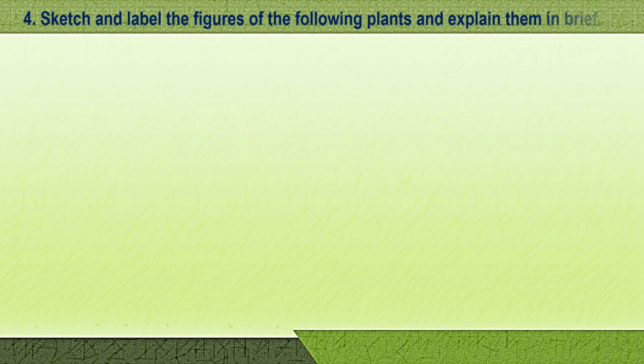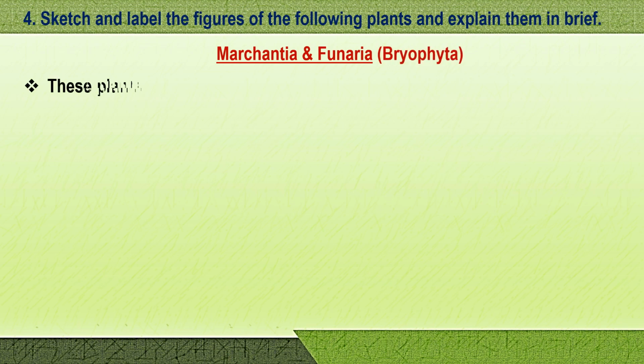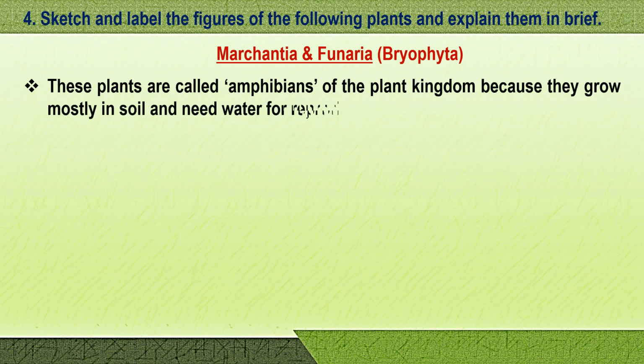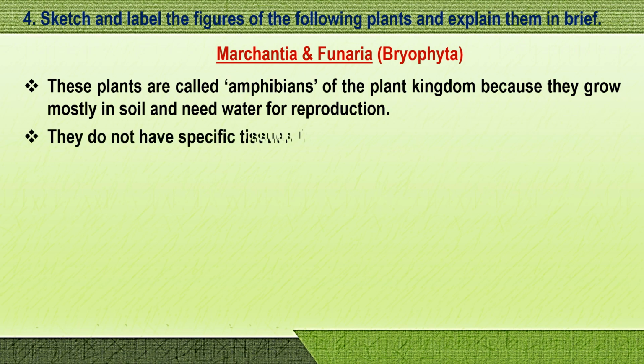Sketch and label the figures of the following plants and explain them in brief: Marchantia and Funaria, both belonging to Bryophyta. So the explanation is the same but the diagrams are different. These plants are called amphibians of the plant kingdom because they grow in soil but need water for reproduction. They do not have specific tissues for conduction of food and water. You see, so many of the answers are overlapping. So if you know the characteristics of Bryophyta, Thallophyta and Pteridophyta well, then you can answer any of these questions.